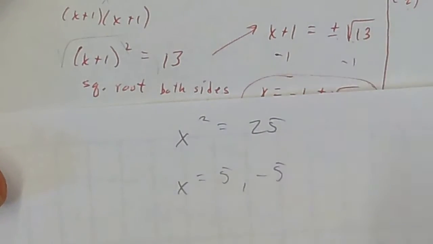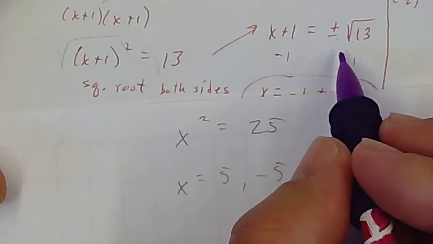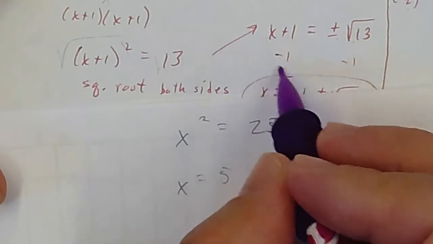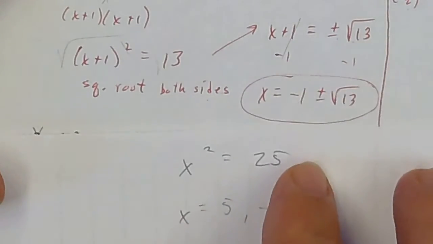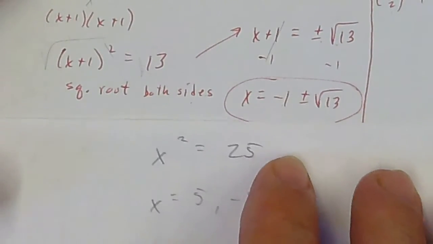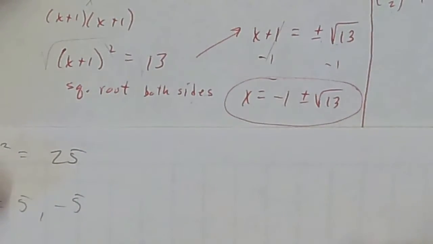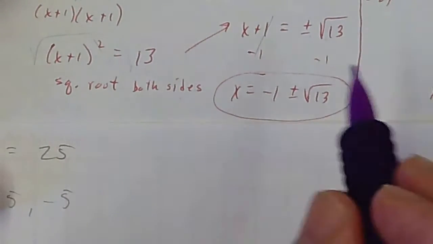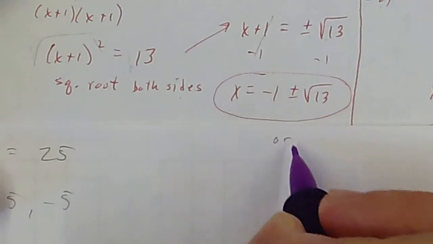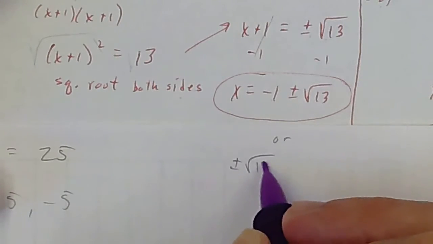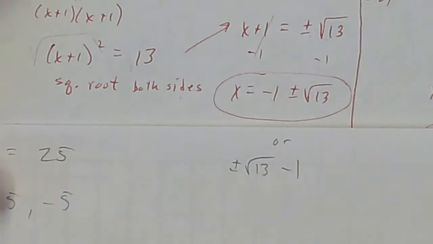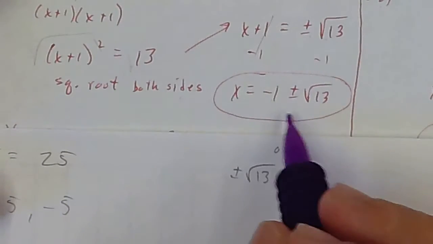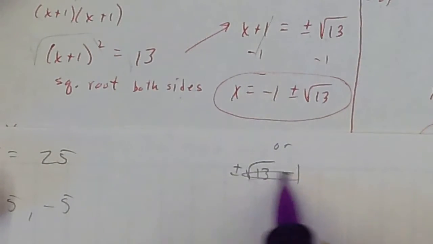All right, let's just keep it in radical form for now. We don't need to get a decimal answer. So now I just subtract the 1 to finish solving for x. And we get this. Okay, you could write it this way as well. I guess it doesn't really matter. You could put plus or minus square root of 13 minus 1. That's fine. Typically, they'll write it in that order, though. You check in the back, okay?